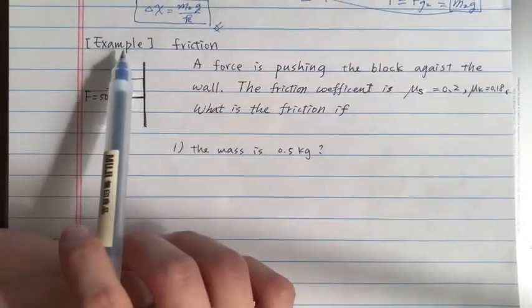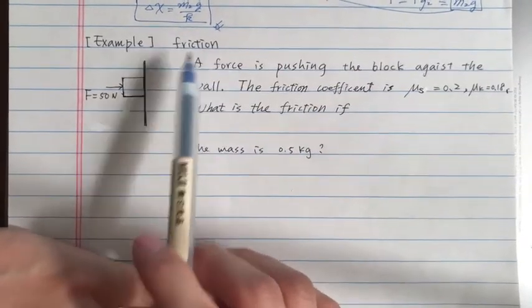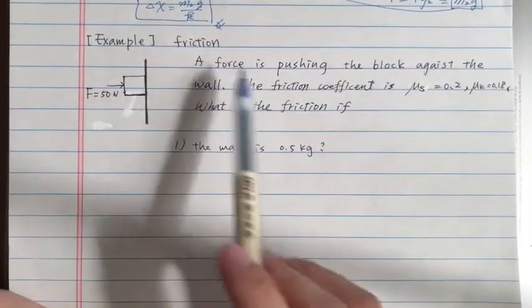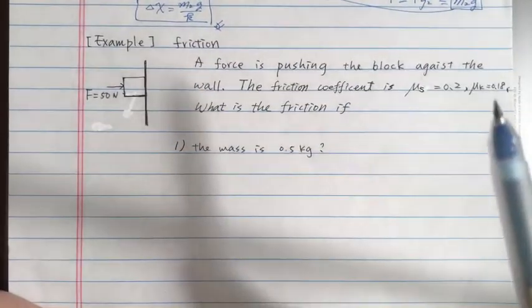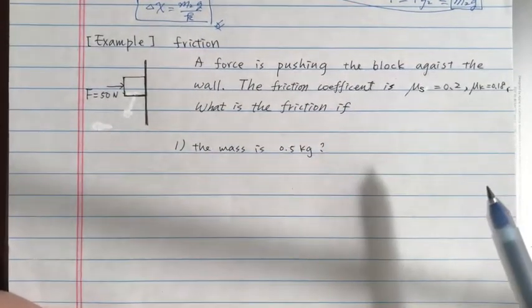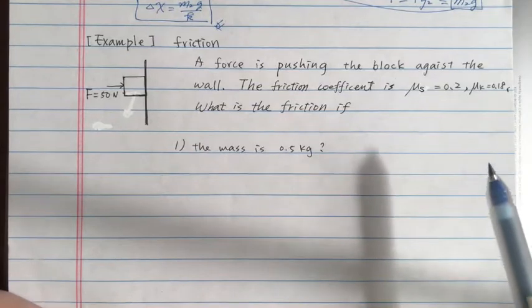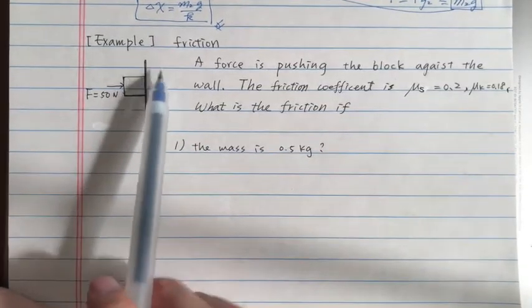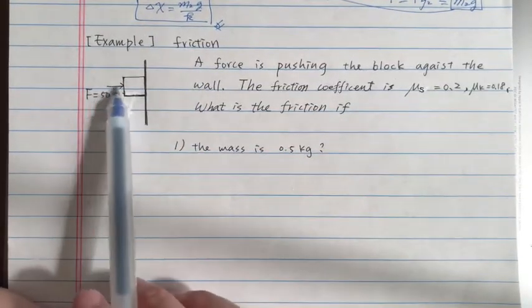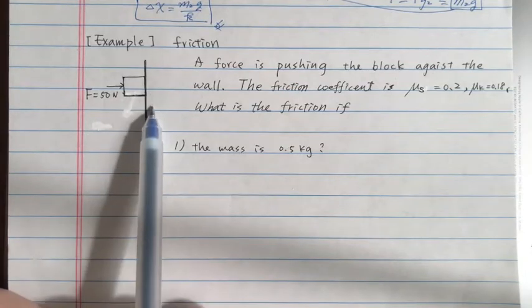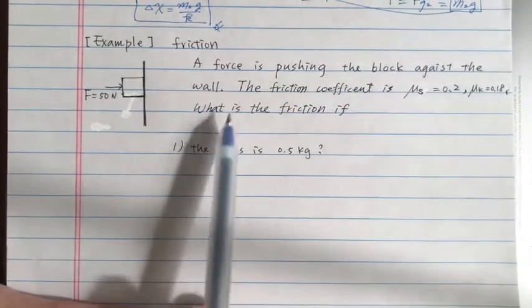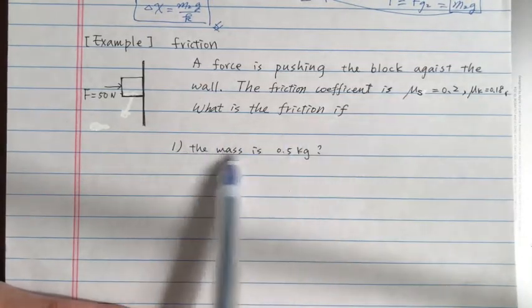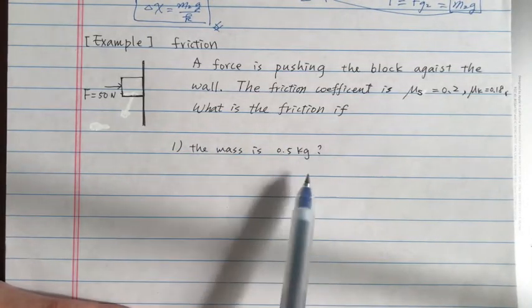Okay. This is an example of a friction force. In this example, I want to walk you through the static force, maximum static force, and kinetic friction force. So again, a similar problem: the force is pushing the block against the wall. The friction coefficient is this one. So what's the friction force if the mass is 0.5 kilogram?